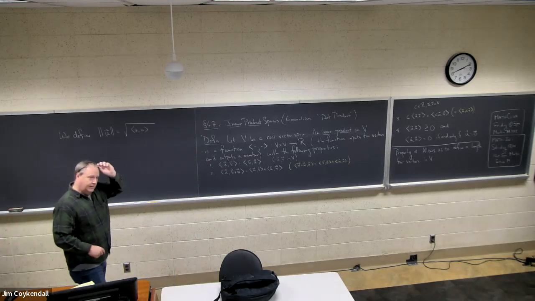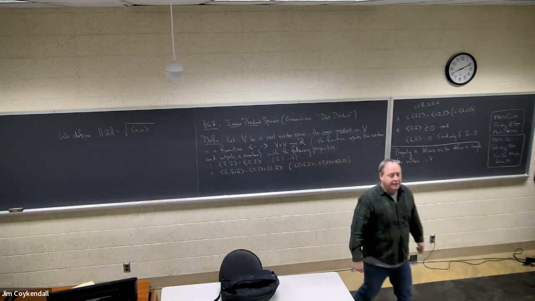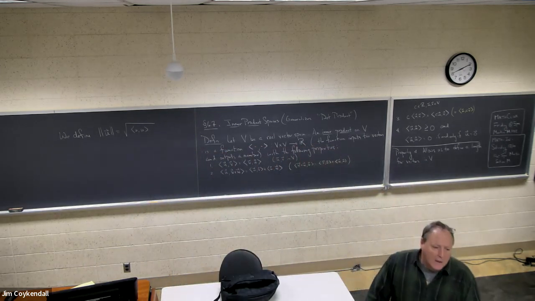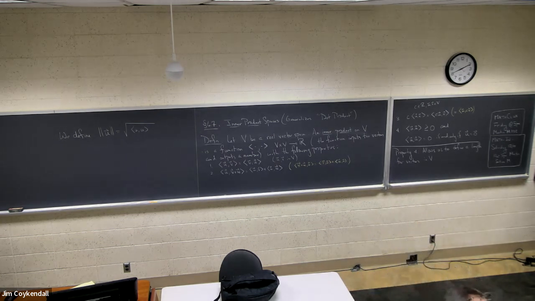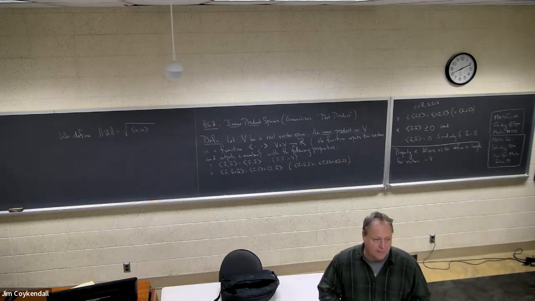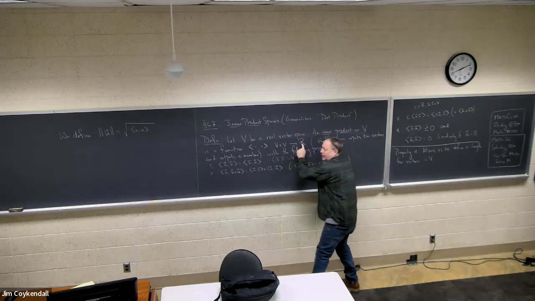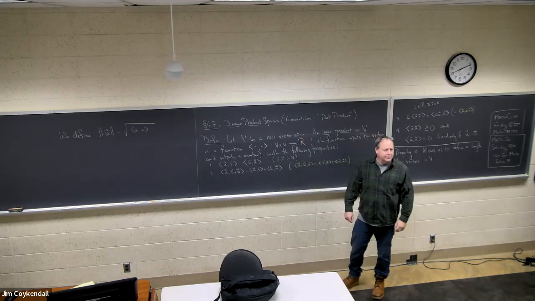So is the cross product an inner product? No, because the cross product's output is a vector. What he's talking about, if you're in Calc 3 or have had Calc 3, is a way where you can take two vectors and multiply them and get a vector. Inner products multiply two vectors and give you a real number.